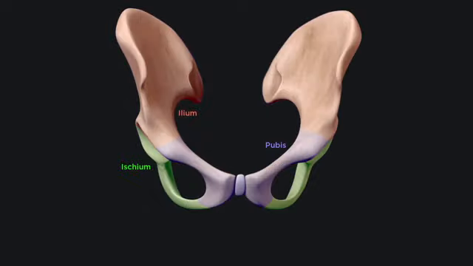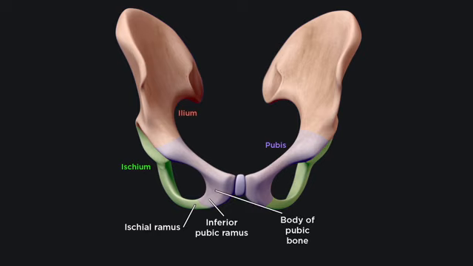Extending anteriorly from the ischial tuberosity is the ramus of the ischium. We've used the term ramus before with relation to the nervous system, but ramus simply means branch. So the ischial ramus is a branch-like projection from the anterior surface of the ischial tuberosity, and it links with the inferior pubic ramus. Anterior to the acetabulum, the body of the pubic bone has both a superior pubic ramus and an inferior pubic ramus.